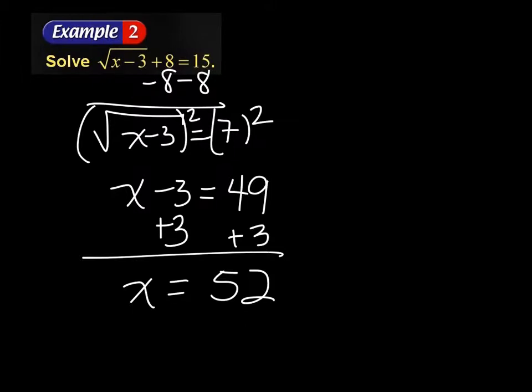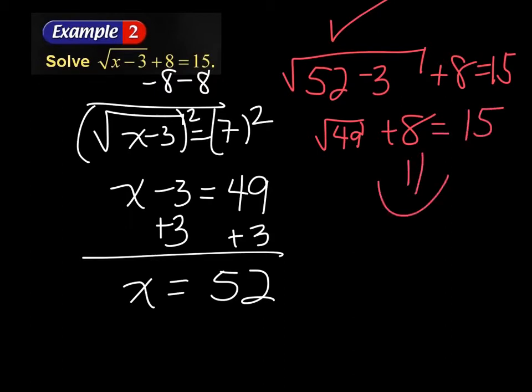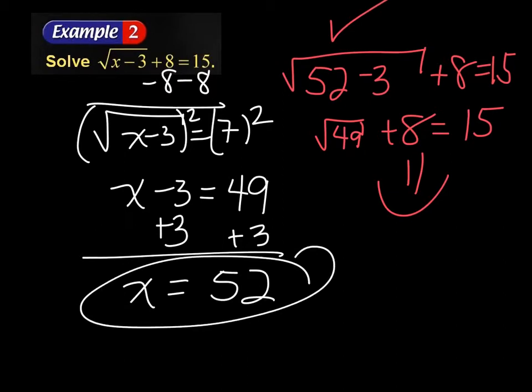And just like we did earlier in Algebra 1, it's always a good idea to check. So where there was an x, I'm going to replace it with 52. And plus 8, I hope, equals 15. 52 minus 3 is 49. The square root of 49 plus 8. Square root of 49 is 7. 7 plus 8 is 15. My check step works. My answer was correct.